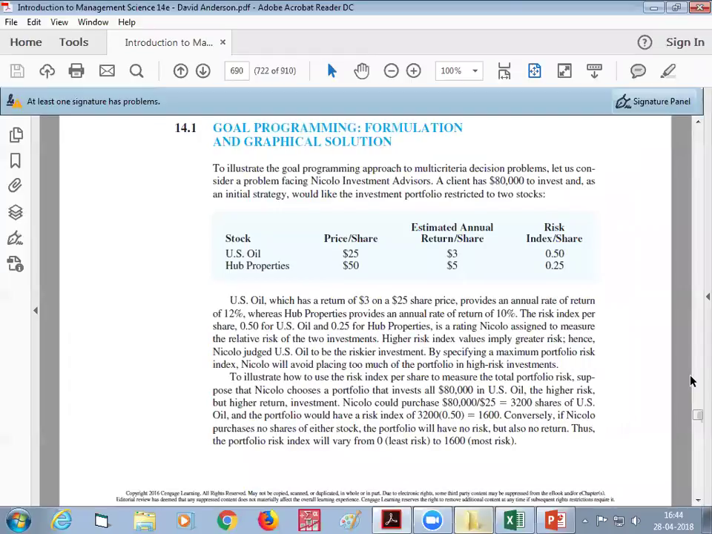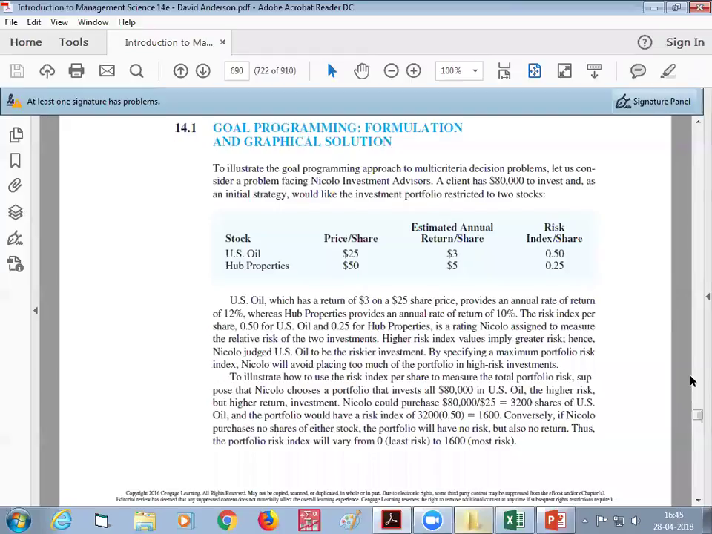All right, so let us consider a problem with some investment advisors. A client has $80,000 to invest, and as an initial strategy, would like the investment portfolio to be restricted to 2 stocks, US Oil and Hub Properties. The price per share is 25 and 50. Estimated annual return per share is 3 and 5. And the risk index per share is 0.5 and 0.25.